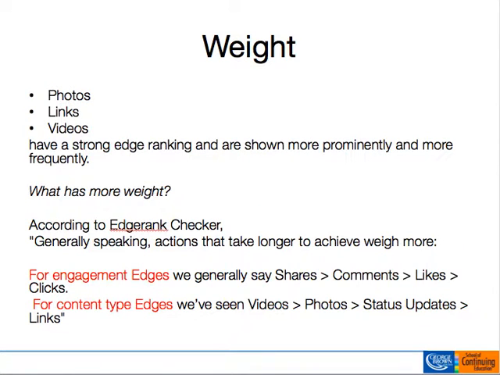Speaking of photos, let's talk about weight. Affinity is the most important component of EdgeRank. The second is weight. That's the type of object it is: photos, links, and videos. We've seen through sites like EdgeRank Checker, but also lots of talks that have been given, that generally speaking, videos rank the highest in the news feed, then photos, status updates, and links. So if you're a brand and you embed video content, especially with video content autoplaying in the news feed, that content is more likely to be served to your fans without ad promotion than photos or status updates or just text and links.